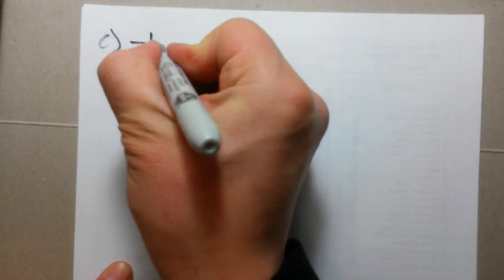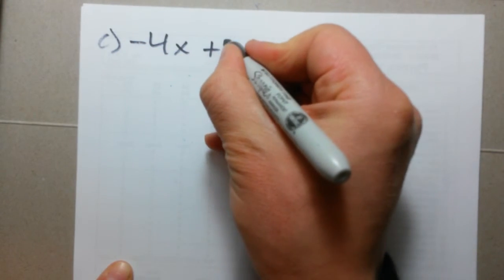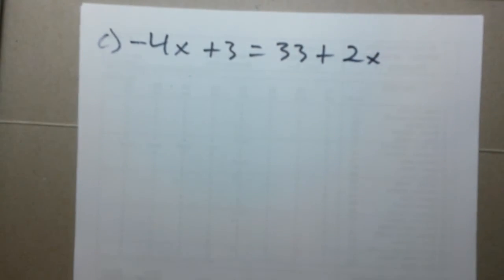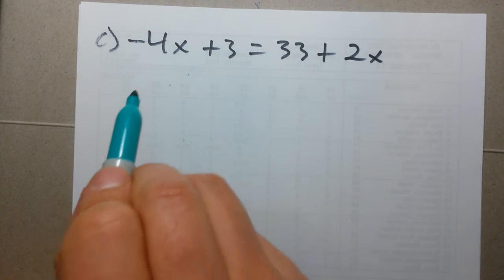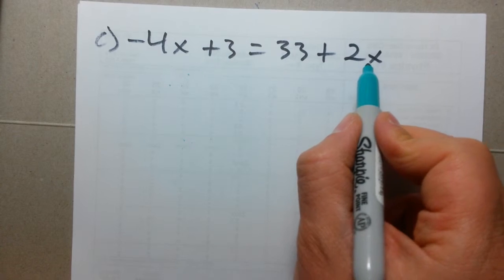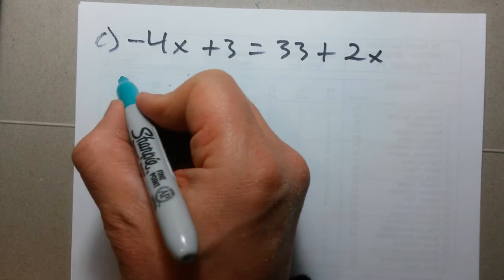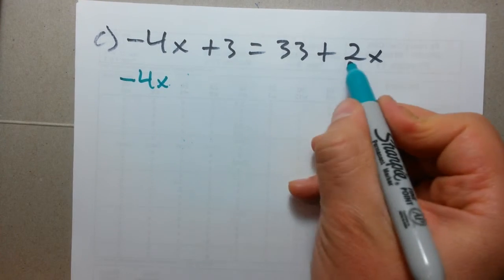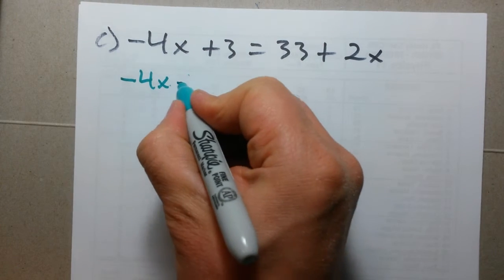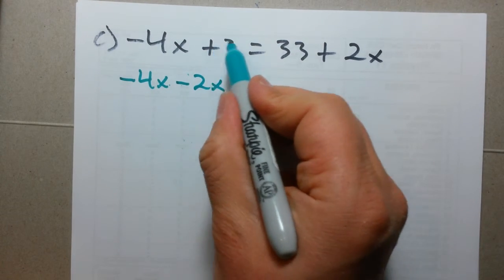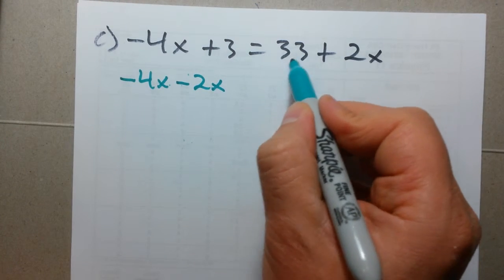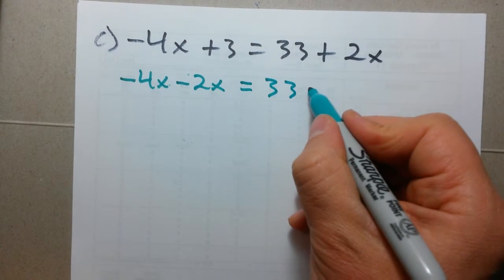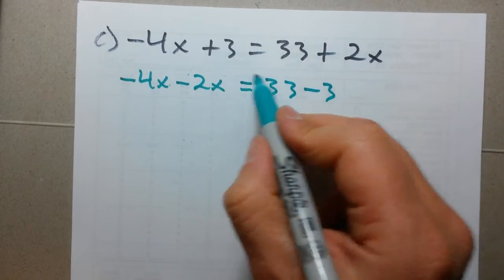We have negative 4x plus 3 equals 33 plus 2x. Once again, we have an x here and an x there, so we start collecting everything on one side of the equal sign. So let's write negative 4x. This 2x moves to the other side, and it becomes negative 2x. The 3, let's move it to the other side because it's a like term with the 33. So 33, we leave it there. Plus 3 becomes minus 3 on the other side, the opposite operation.